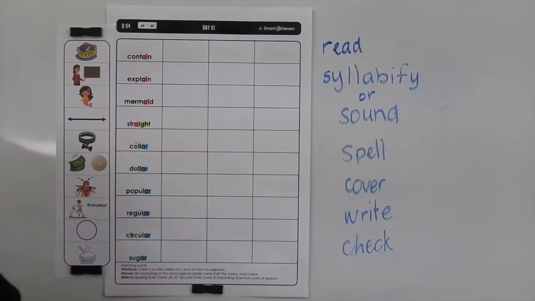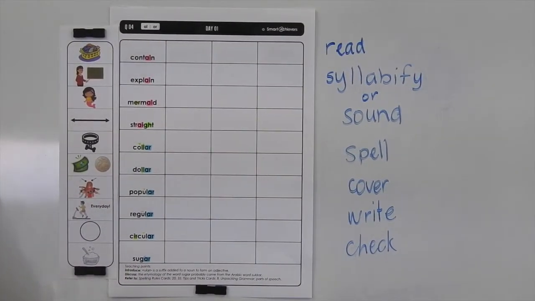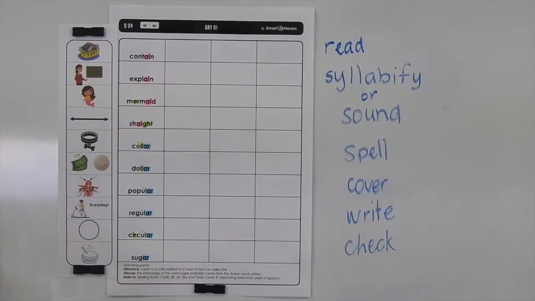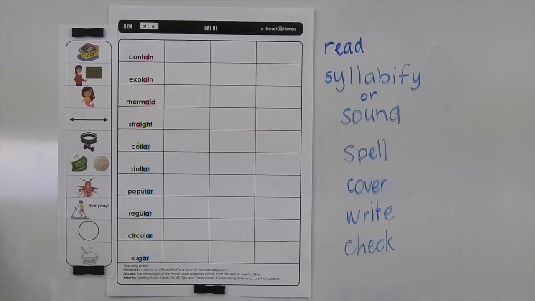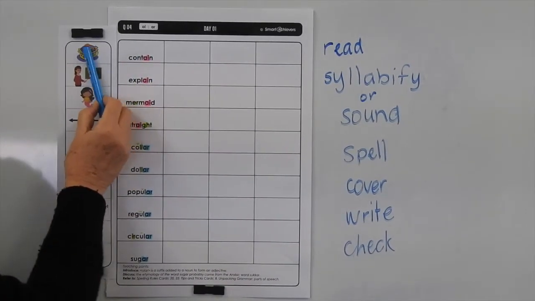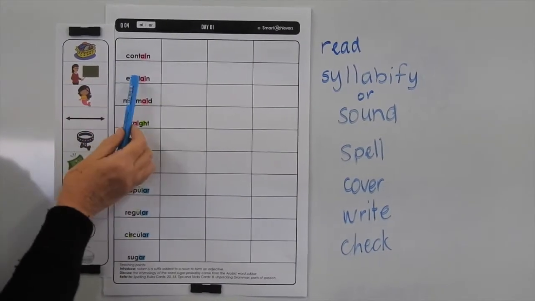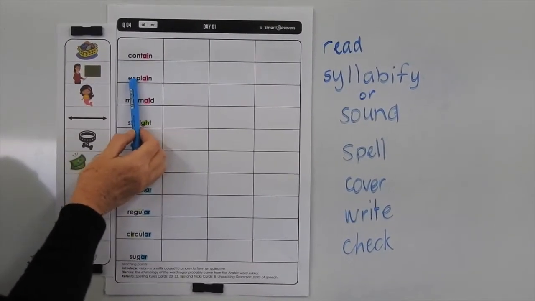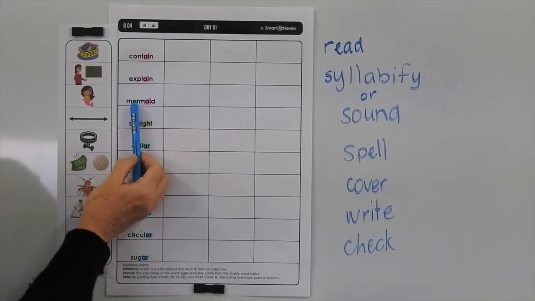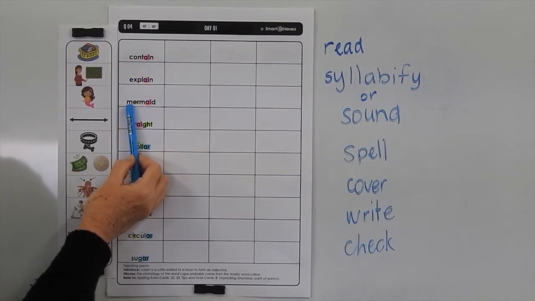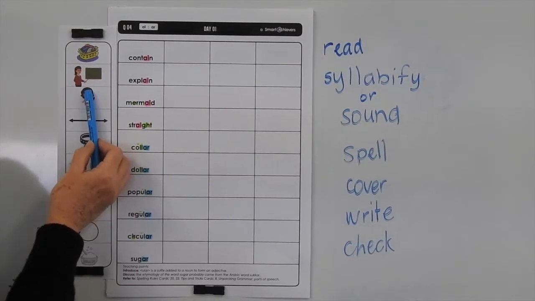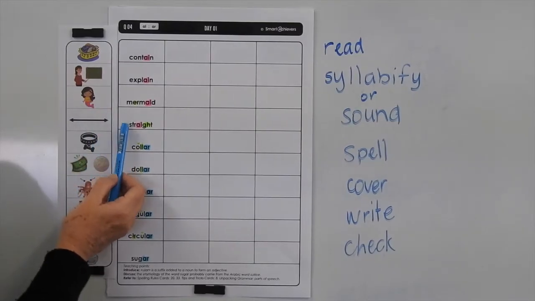Now let's go back and look at what these words actually mean. So if we look at the word contain, it's to be held within. So this basket contains some clothes. They're held within the basket. Explain is when we make something clear, we give more information about it. A mermaid is an imaginary sea creature that has the body of a woman and the tail of a fish.